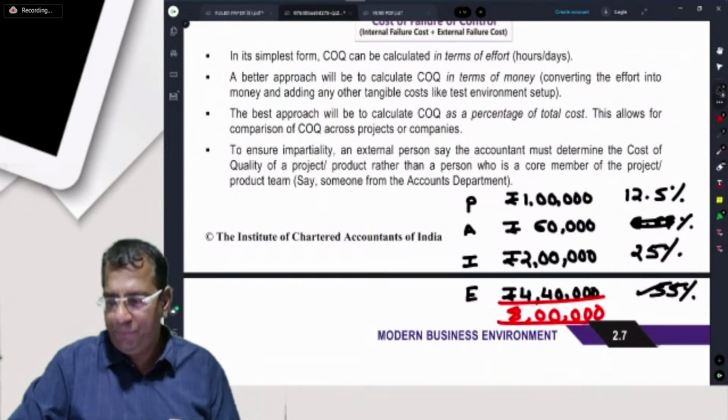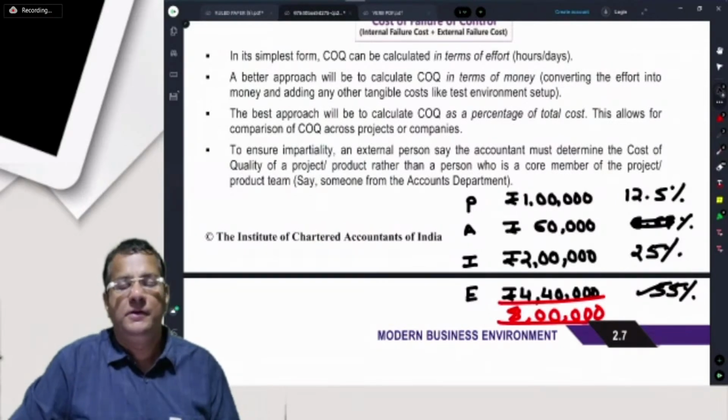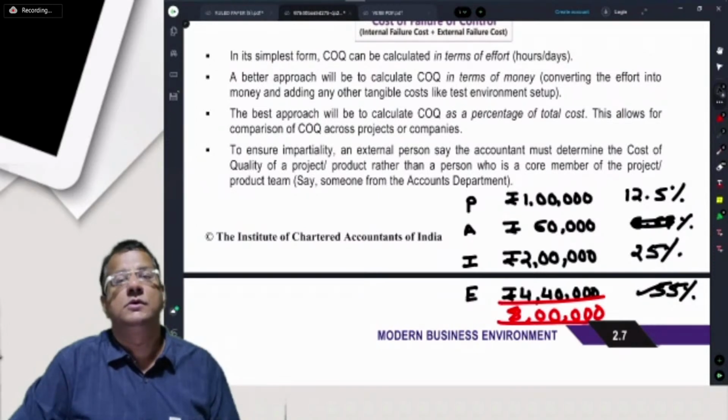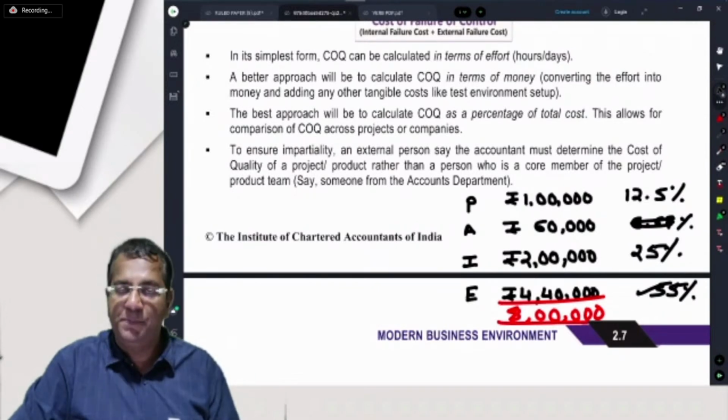The best approach to measure the cost of quality should be in percentage terms. Write down the percentage terms in inverted comma. Should be in percentage terms.